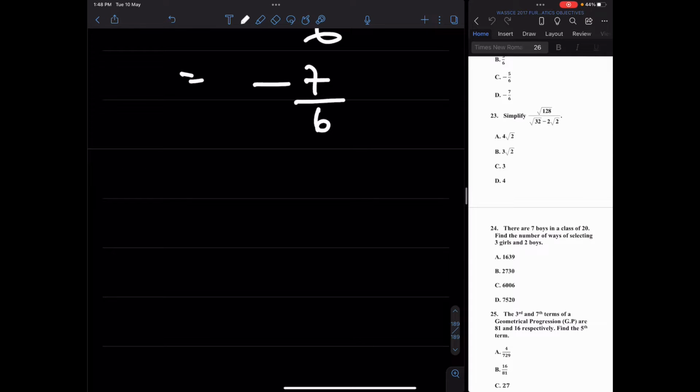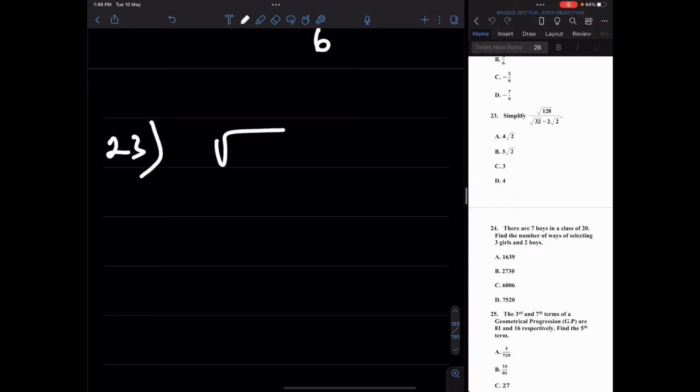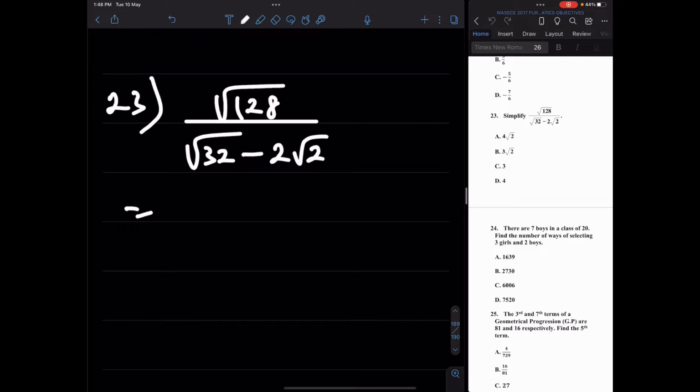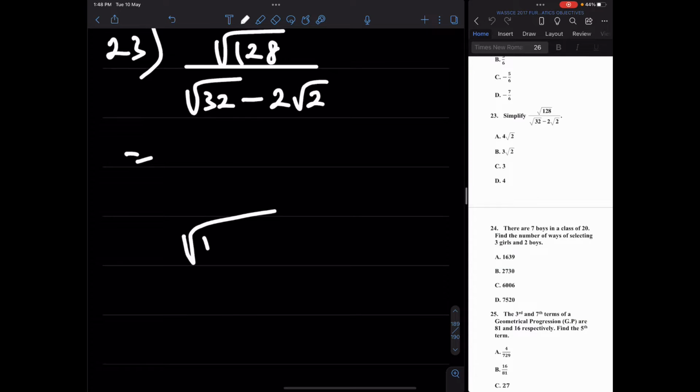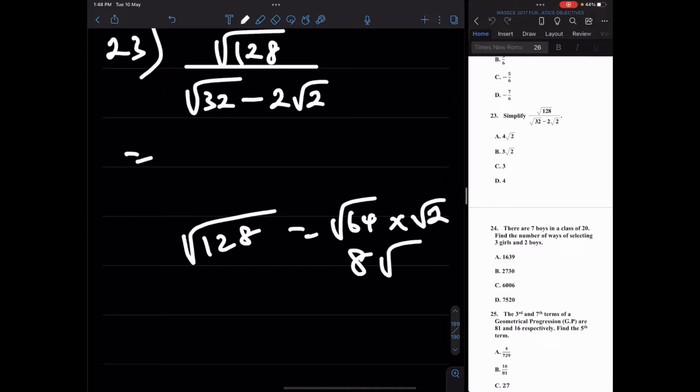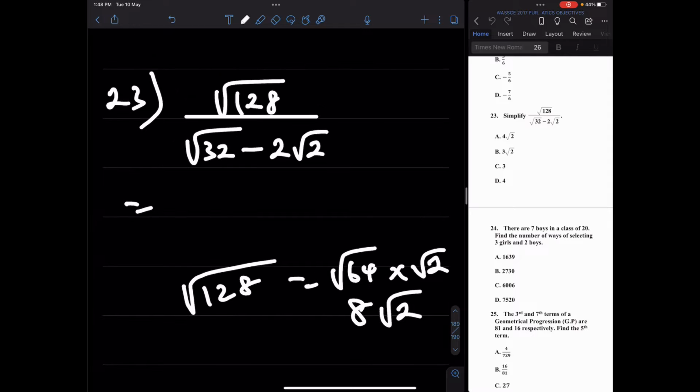We go straight to the next, which is number 23. Simplify the square root of 128 all over square root of 32 minus 2 root 2. The square root of 128 is the same as the square root of 64 multiplied by the square root of 2. The square root of 64 is 8, so that's 8 root 2. 2 is not a perfect square, so it still remains 8 root 2.